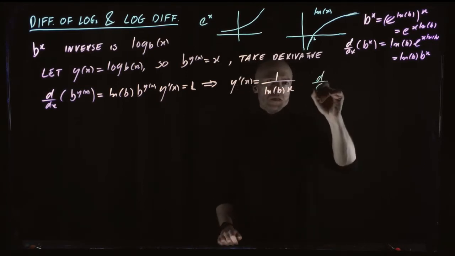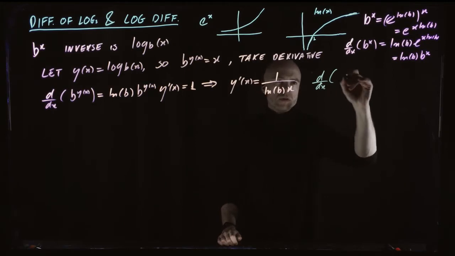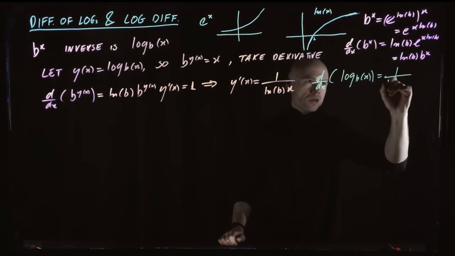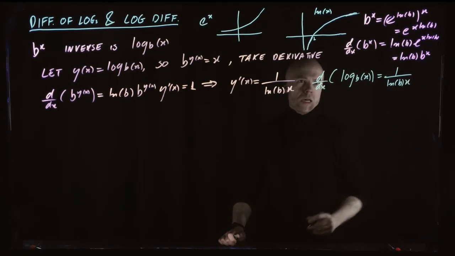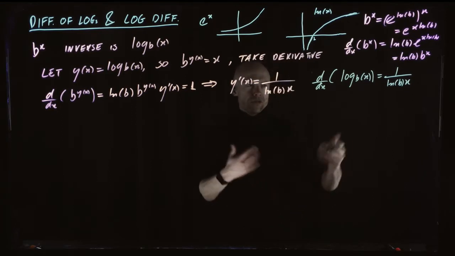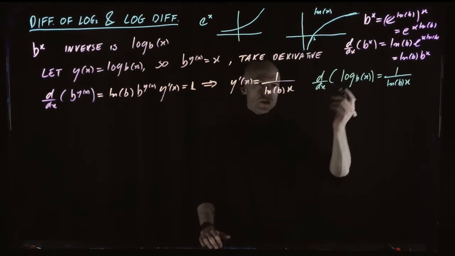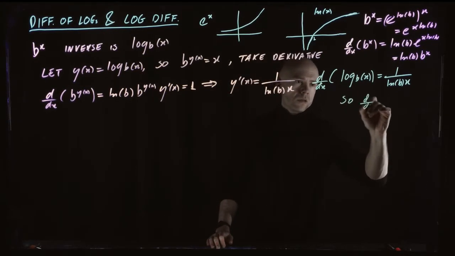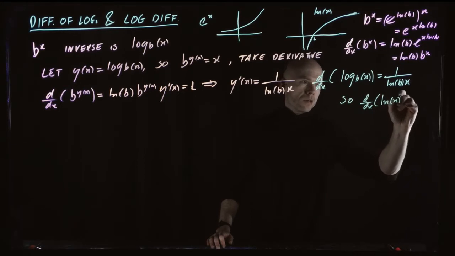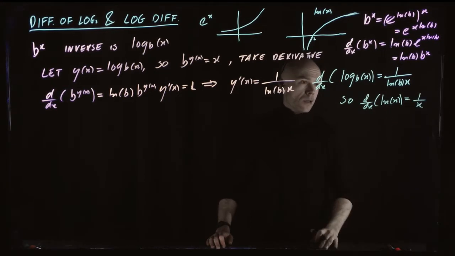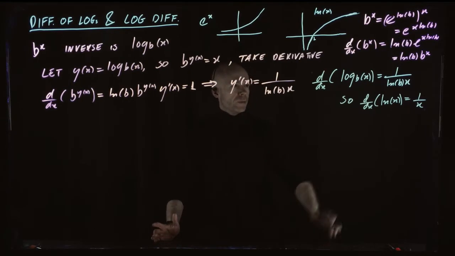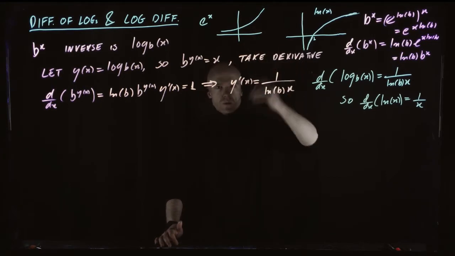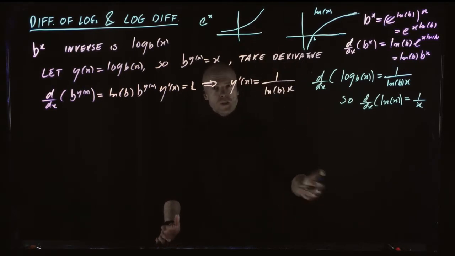So d by dx of log to the base b of x is 1 over natural log of b times x, and that's our first thing that we have to learn. So in particular, the derivative of natural log is 1 over x. Okay, this formula shouldn't be a surprise because we know that b to the x is quantitatively quite similar to e to the x, so the inverse will be quite similar to log.